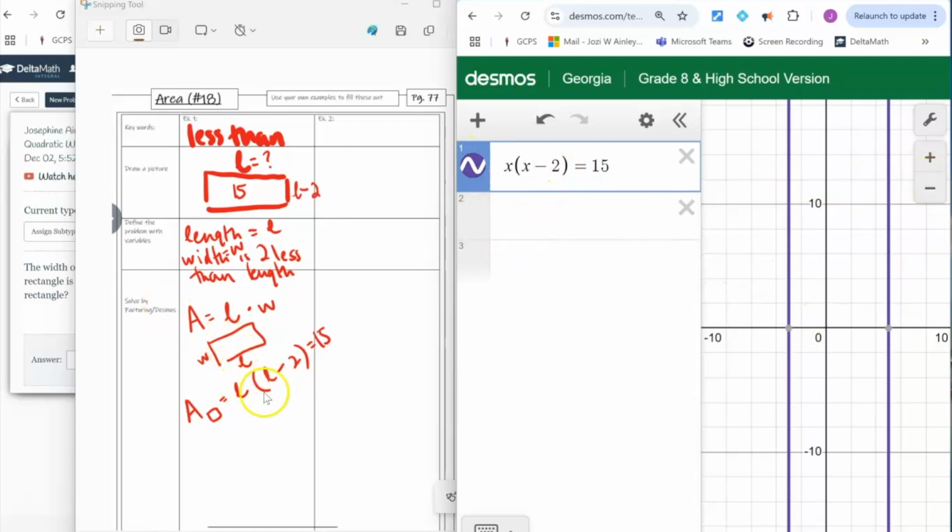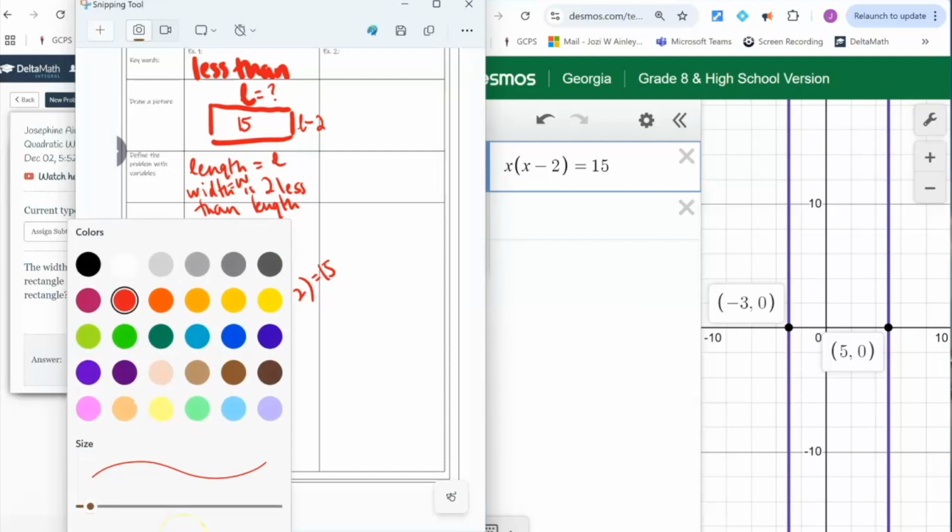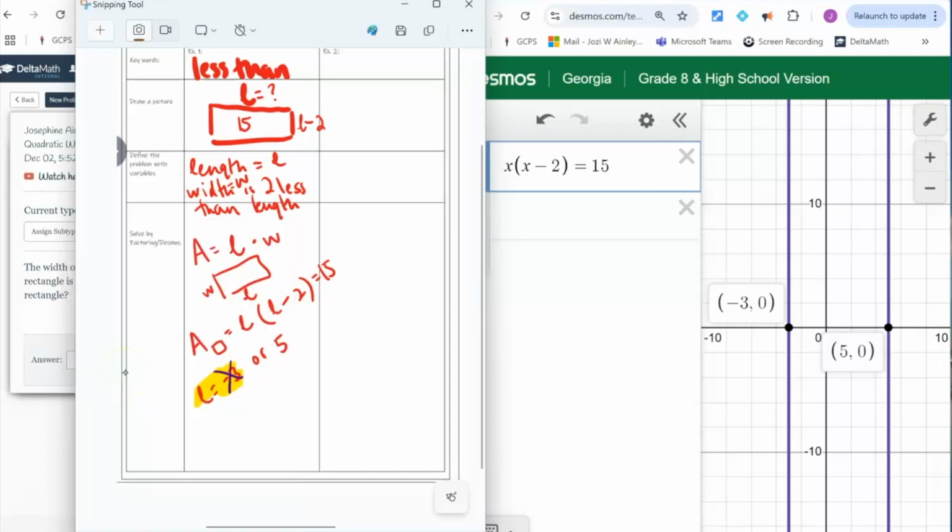So how do I find my two solutions? They're right here. L is -3 and L is 5. So L could either be -3 or +5. Now let's think about this. Could the length of a rectangle be -3? No. So that answer doesn't make sense. So sometimes you get an answer and it doesn't make sense.